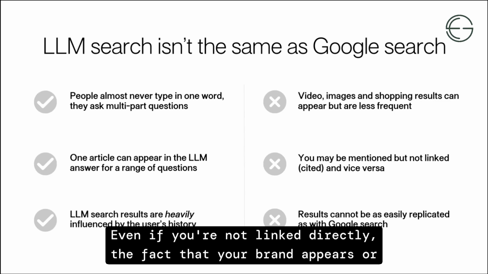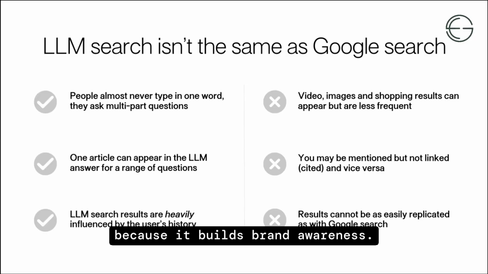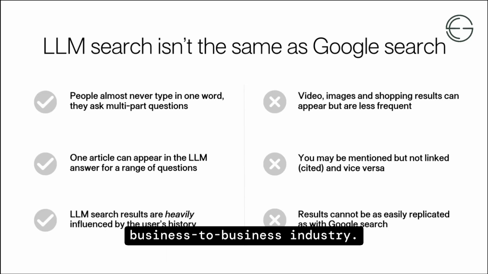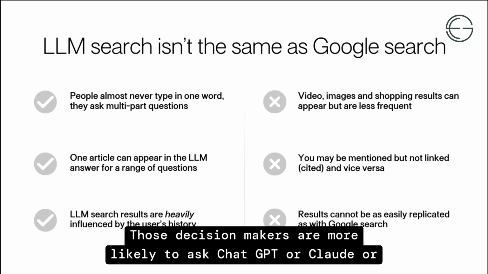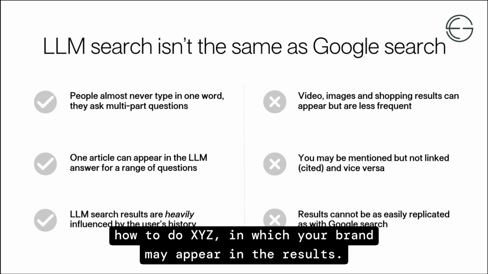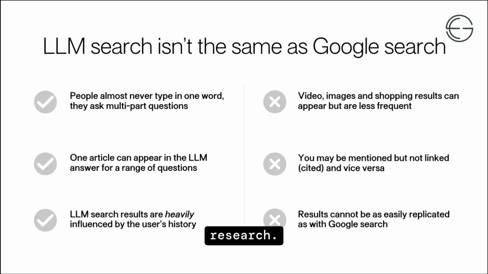The fact that your brand appears or a piece of content from your website appears is still valuable because it builds brand awareness. This is true across all industries, but especially in the business-to-business industry. So if your clients are businesses, those decision makers are more likely to ask ChatGPT or Claude or Google's AI mode for information about a brand or for resources for how to do XYZ, in which your brand may appear in the results. And then they will take note of who is mentioned and go do their own research.